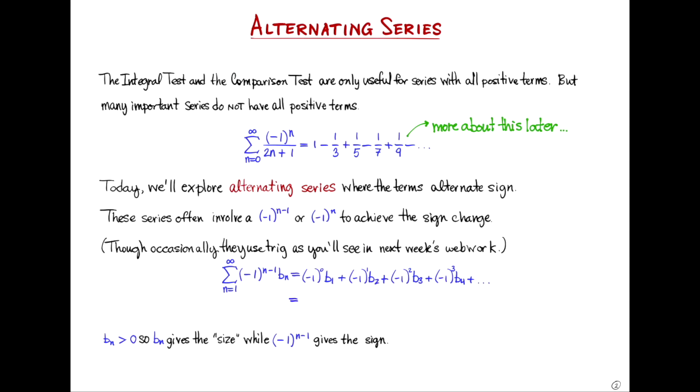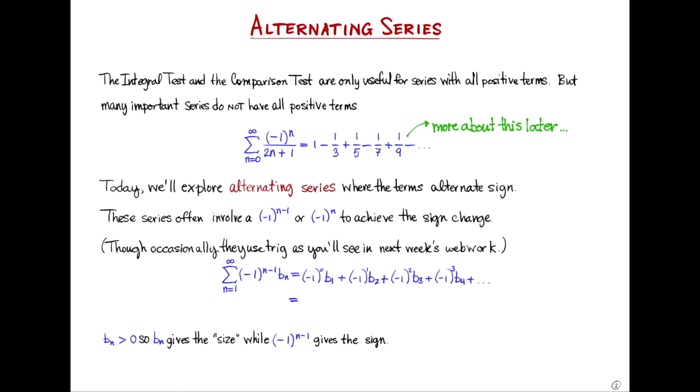The integral test and the comparison test both have the hypotheses that the terms of our series have to be positive. But there's a lot of important series that we want to know about that don't have all positive terms. For example, we have the series (-1)^n over 2n plus 1. We define an alternating series as any series where the terms alternate sign.